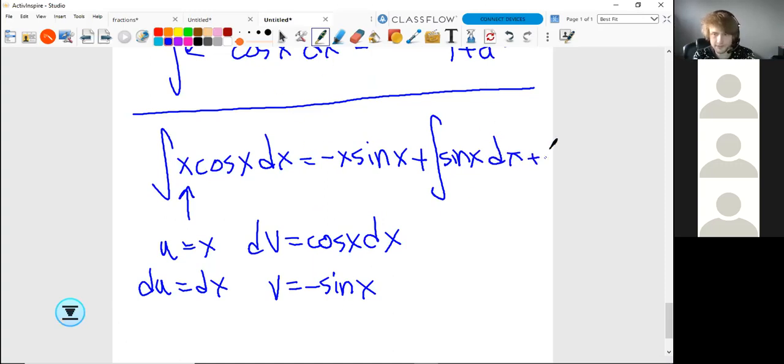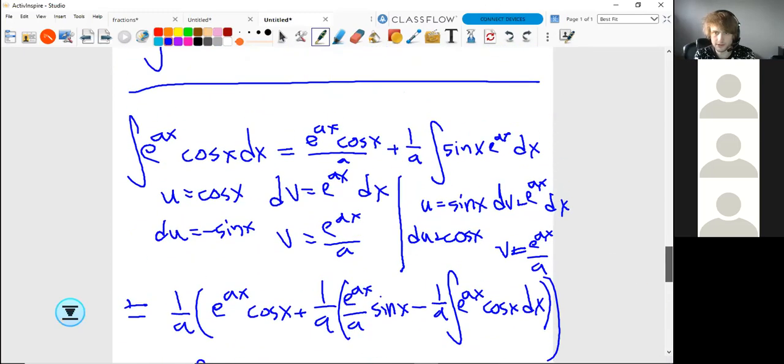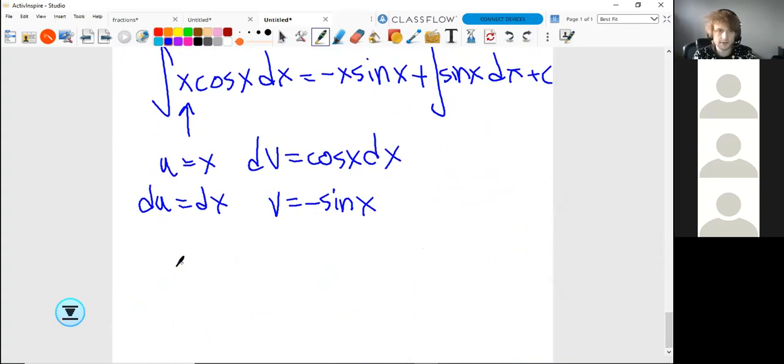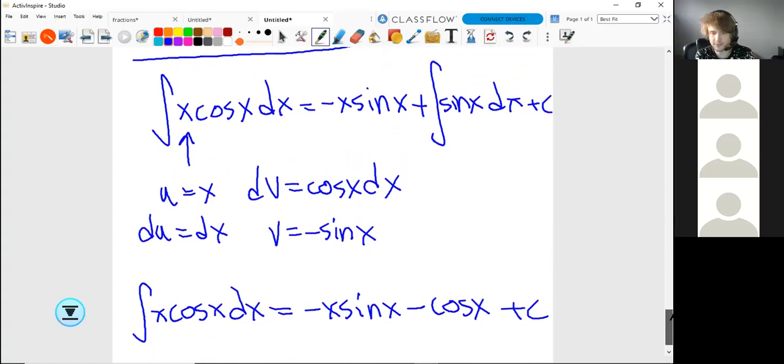Plus c, because this is an antiderivative. And I guess we should not have forgotten the plus c on that. There you go, little plus c. So the integral of x cosine x dx is equal to x sine x plus cosine x plus c, because the antiderivative of sine is minus cosine.